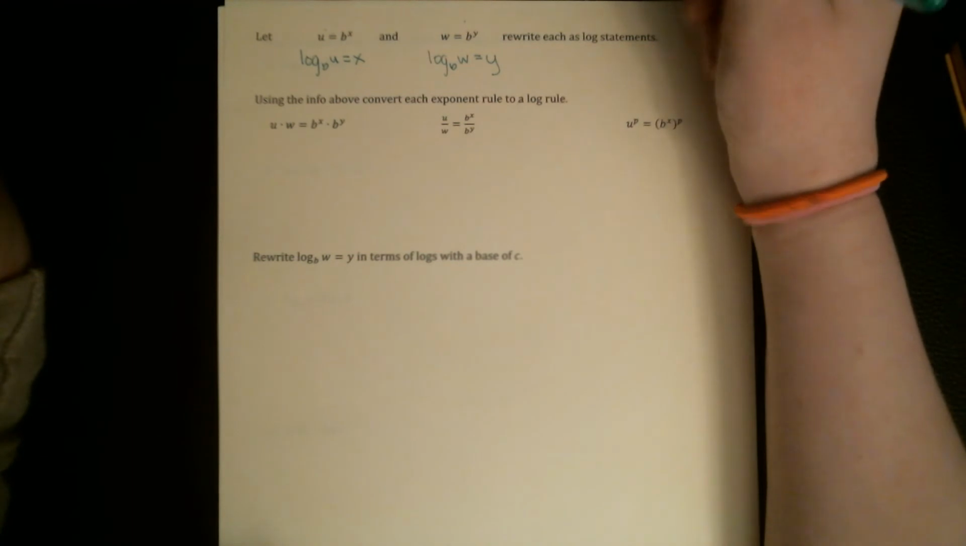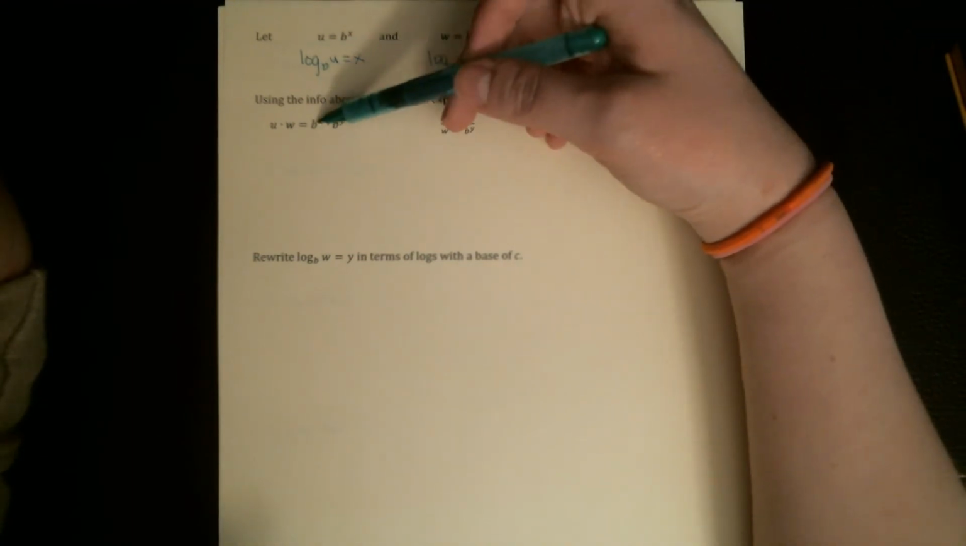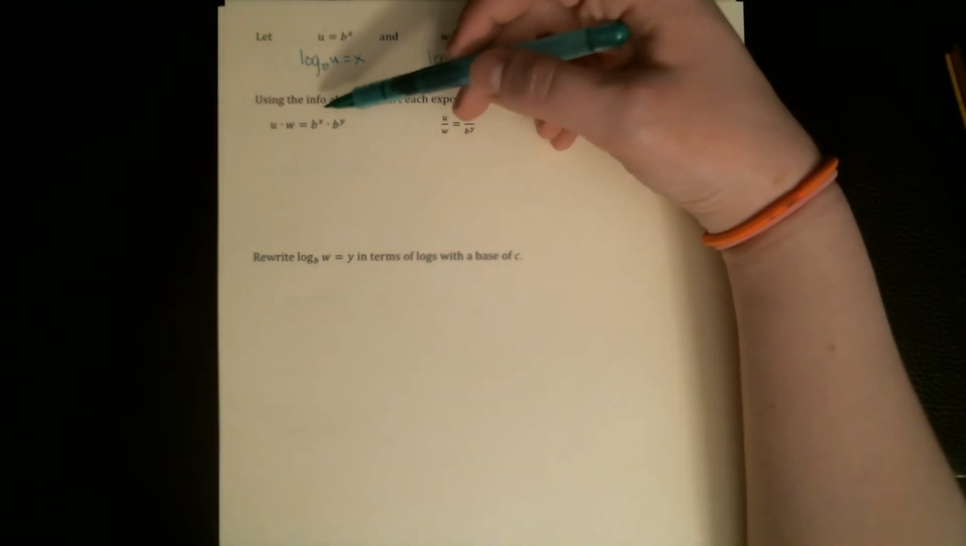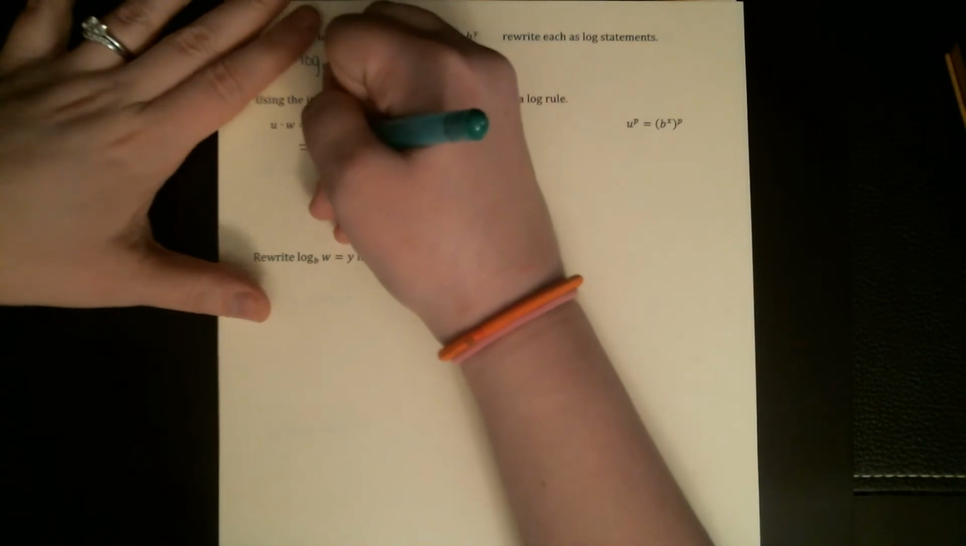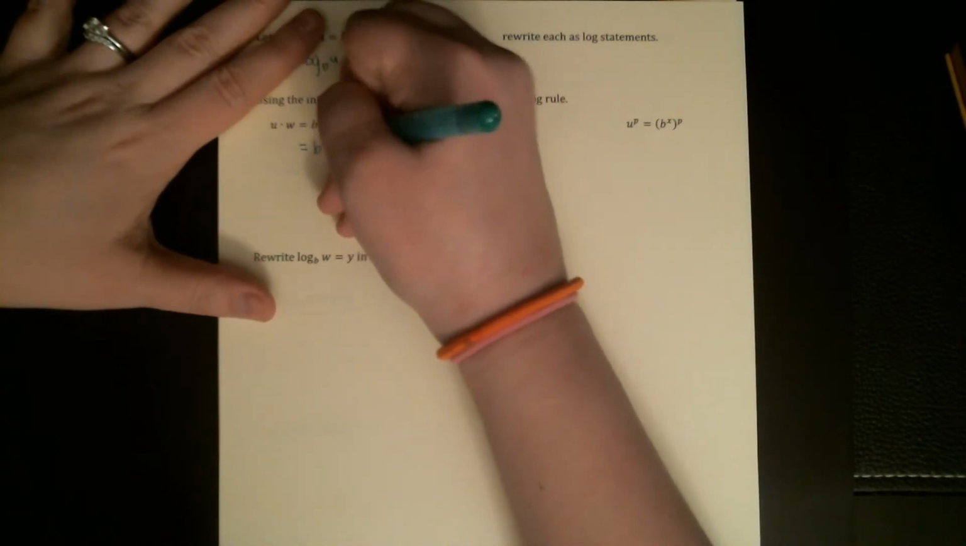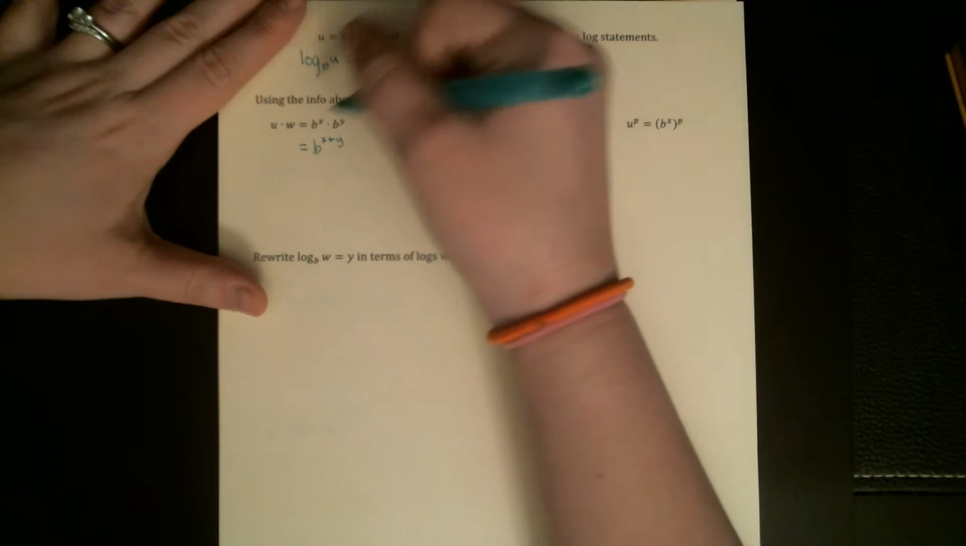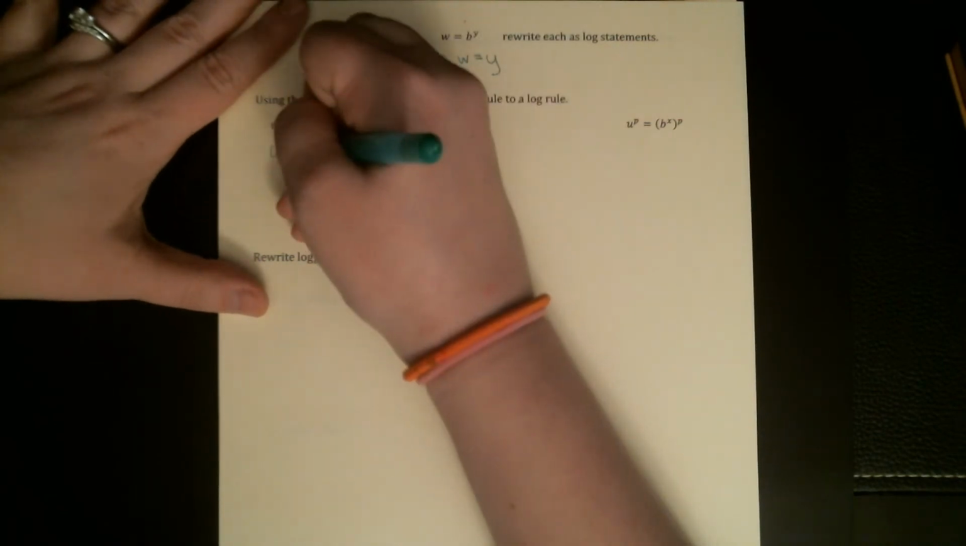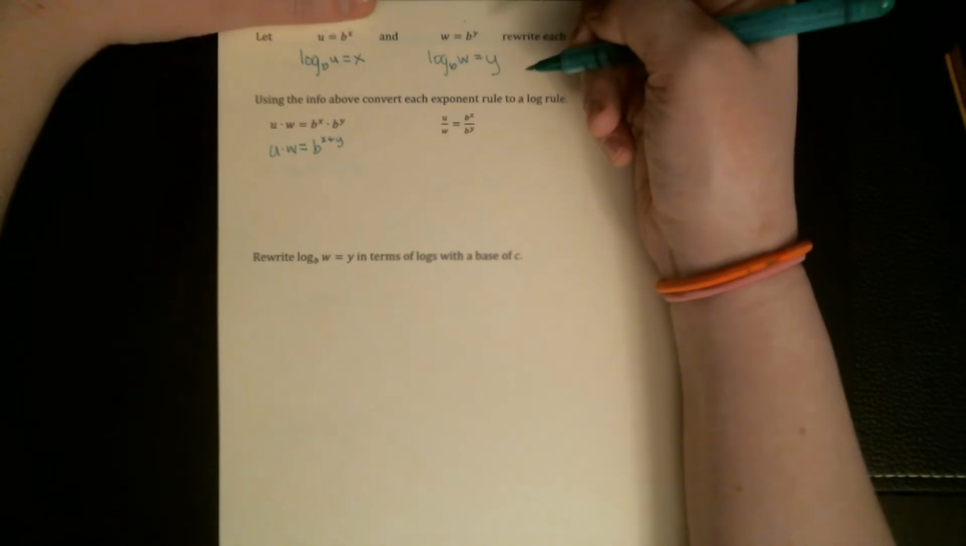Okay, first exponent rule I want to look at is multiplying two exponent statements with the same base. So if you multiply b to the x times b to the y, hopefully we remember this one, this is b to the x plus y. If you're multiplying two things with the same base, you should add exponents. So there's the exponent rule.